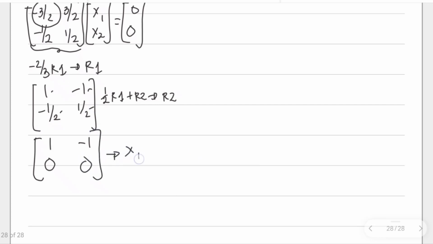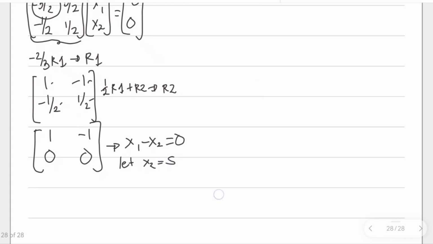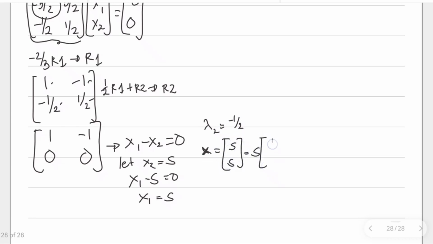This time you will have the equation x sub 1 minus x sub 2 equals 0. Still, let x sub 2 be an arbitrary variable, but since we already used t earlier, let's use s here. So x sub 1 minus s is 0. X sub 1 is simply, for what? Yes, minus s equals 0, so x sub 1 is s as well. So with this, our eigenvector for the eigenvalue negative 1/2 is where you will have s and s. Once you factor s, you have 1 and 1.